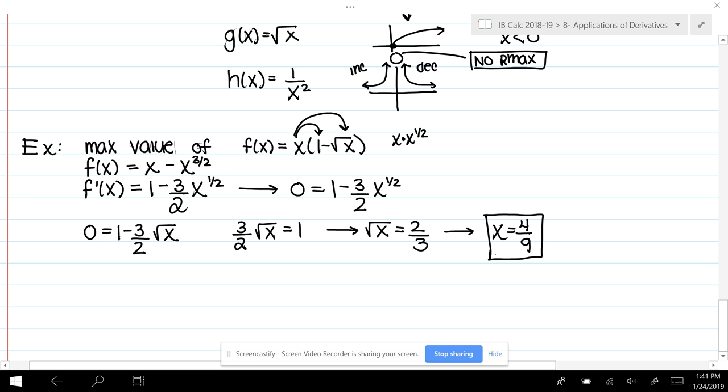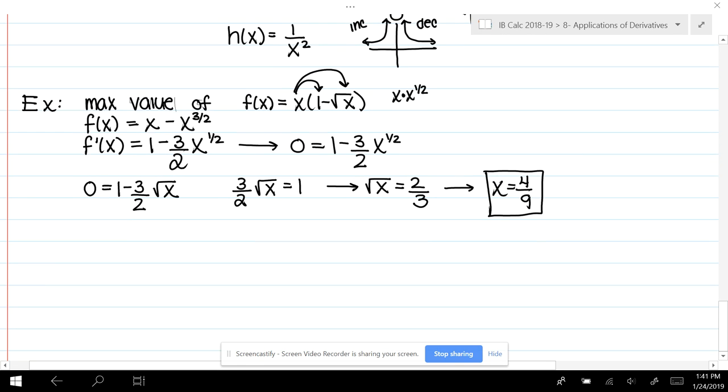They said find the maximum value. What's nice is there is only one, so it is our maximum value, because they told us there definitely is one. But we need the value, and when they say max value, they want the y value. So how are we going to do this? We have the x, so we've got to sub in for the y. We've got to find f of 4/9, subbing into the original: 4/9 times 1 minus the square root of 4/9.